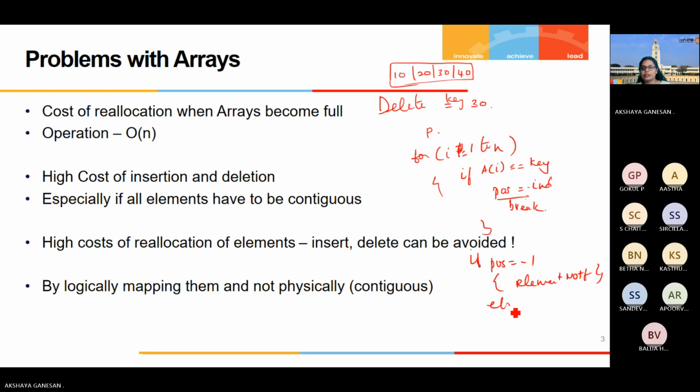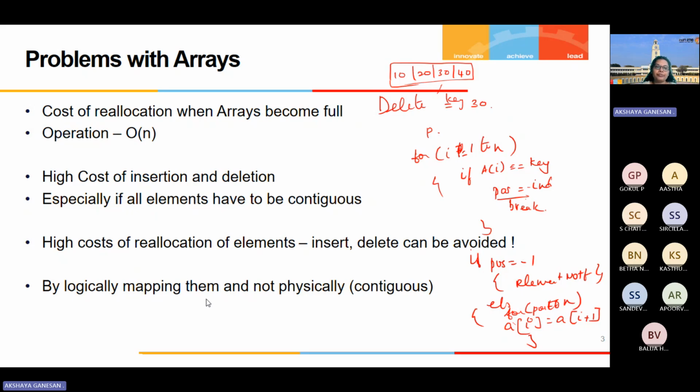Else, what is the logic we have? We have to shift all the elements. Say I'm deleting 30, I have to shift 40 to this place. So it has to be A of i equal to A of i plus 1. You have to repeat this till n. Again there will be a for loop which runs from the position to n, the size of the array, so that you don't have any gaps in between.